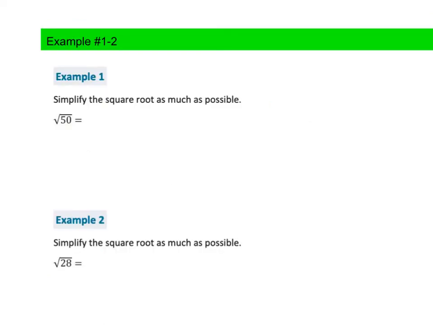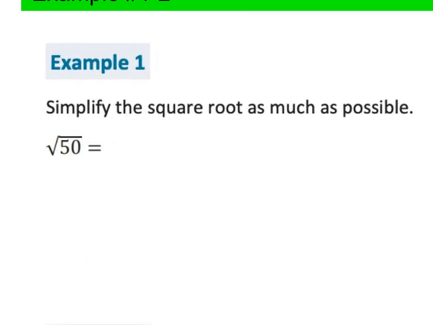All right, number 1, it says simplify the square root as much as possible. So I'm looking at the square root of 50 and I want to break it down into some perfect squares. One perfect square I can think of right off the top of my head is 25, right? That's a perfect square. So this is the same thing, 25 times 2, right? Because 25 times 2 is 50.